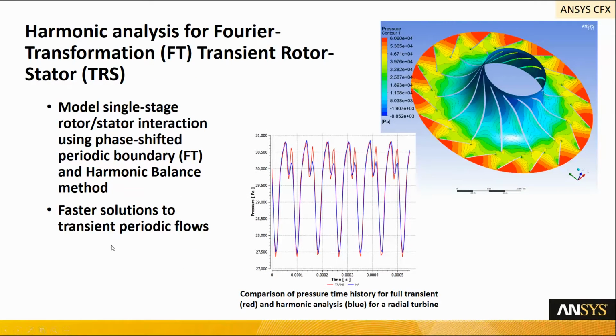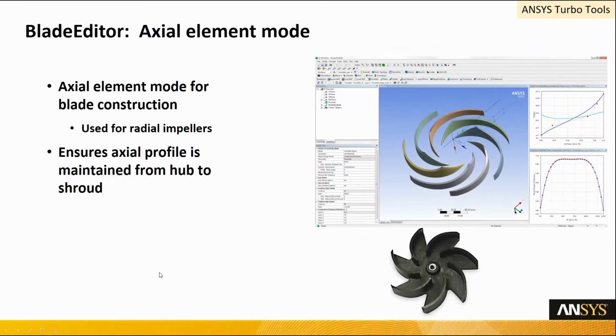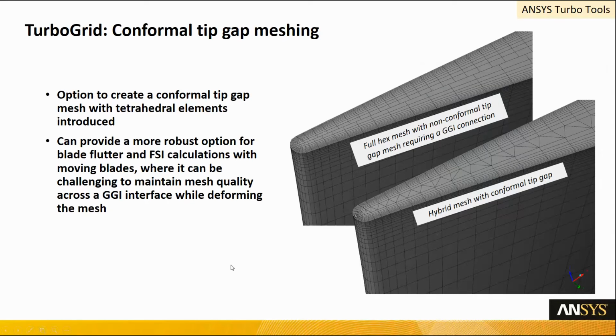The harmonic analysis using the Fourier transform method was a beta feature at 19.1. It's now a fully released feature here, together with many of the tools that support the ease of setup. Going to Blade Editor, one of the key features here is the ability to build radial impellers. So essentially that's an extruded impeller normal to the backplate here, and you can build that. TurboGrid has had a number of enhancements. The main one here that we're showing is the ability to create tip meshes that are non-conformal and easy to do.